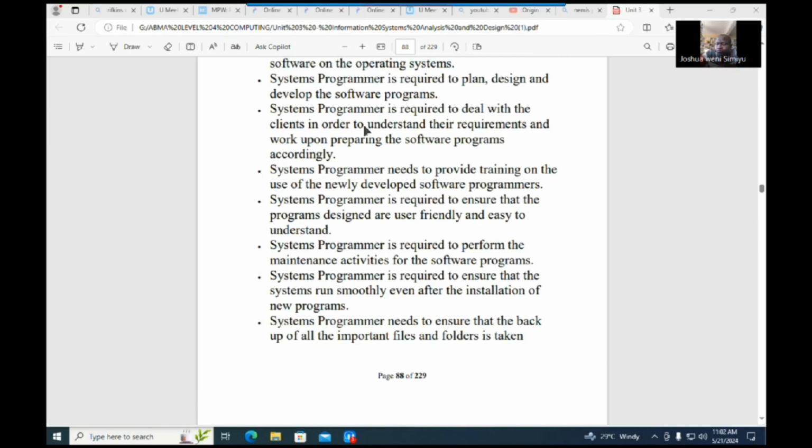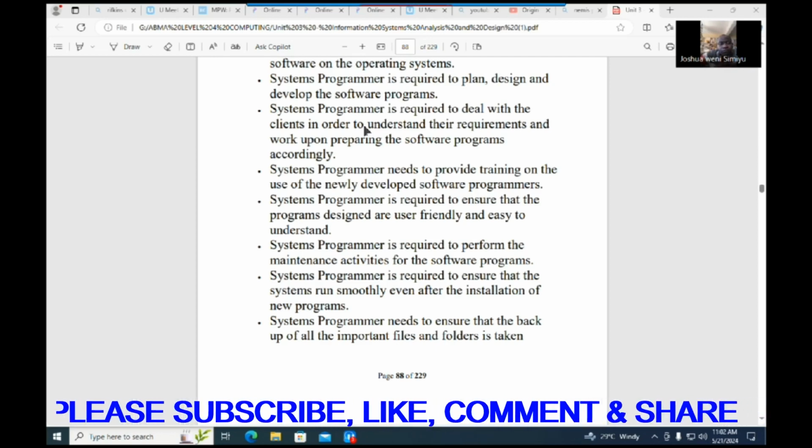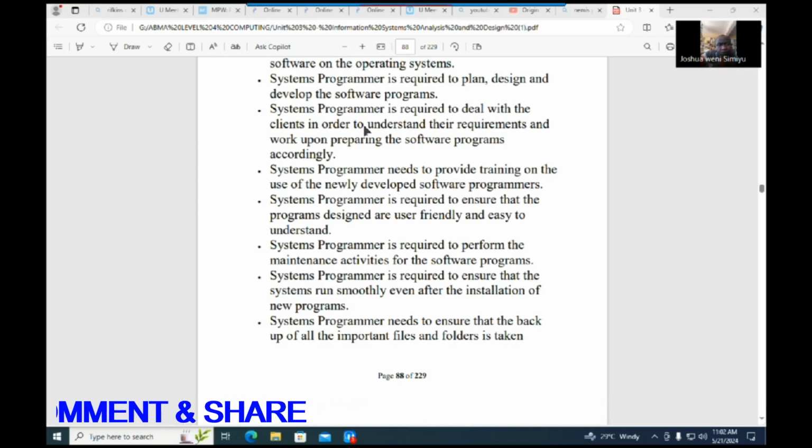Number three, the programmer is going to deal with the client. The reason for dealing with the client is that he wants to understand their requirements. I understand that we have the design, yes, but he will need to rely on the client also to have a clear understanding of the requirements, and to prepare the software programs that are really needed. So he needs to deal with the client.